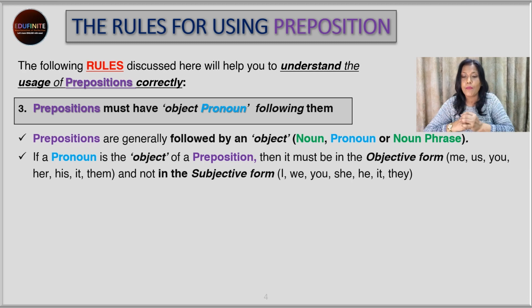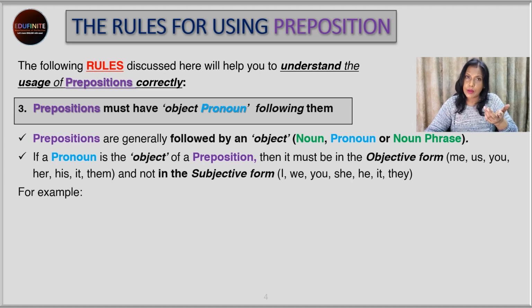What is the objective form? Me, us, you, her, him, it, them. And not, this is important, and not in the subjective form, I, we, you, she, he, it, they. So it cannot be in the subjective form. Well, it and you are the same in subjective and objective form. So it's no use writing, but I've just mentioned it so that you understand. It and you are both same in their subjective as well as objective form.